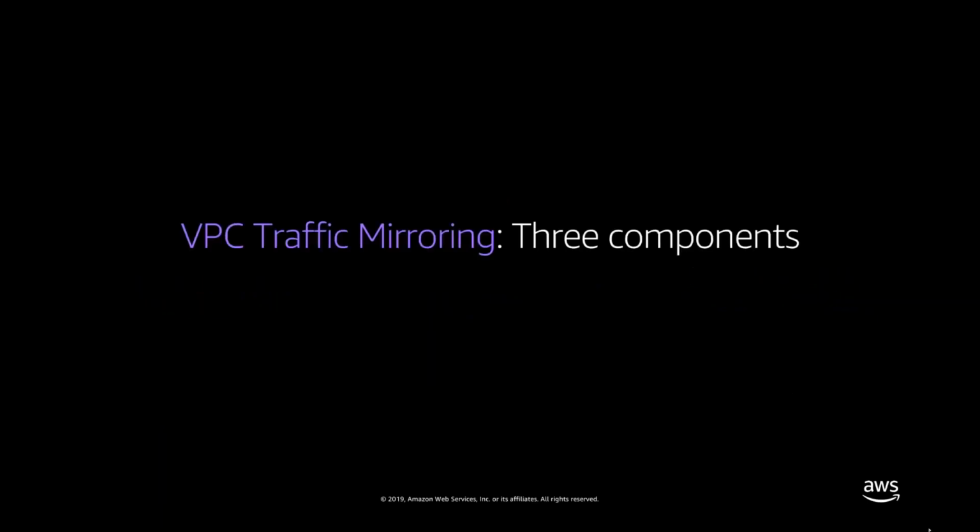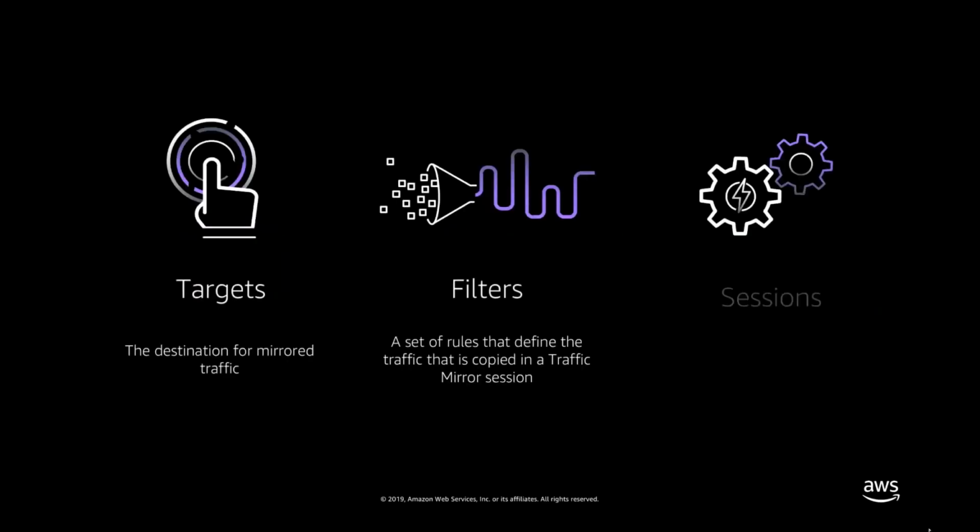So now let's take a look at what this traffic mirroring is made up of. There are three components of traffic mirroring. In order to successfully deploy and use traffic mirroring, you need to create targets. Targets are your monitoring appliances. You need to create filters to extract the traffic that you want to mirror. And then session is essentially the entity that binds your source and target. So let's take a look at each of these components in more detail.